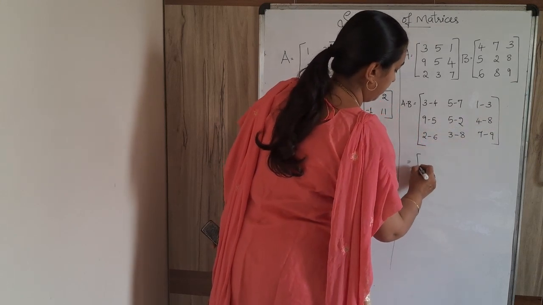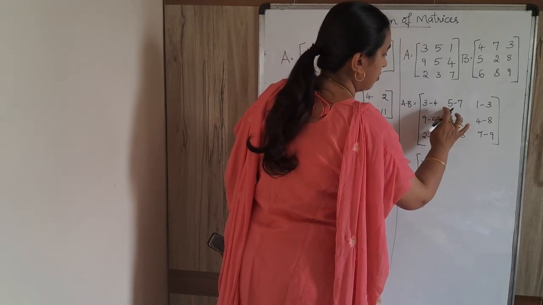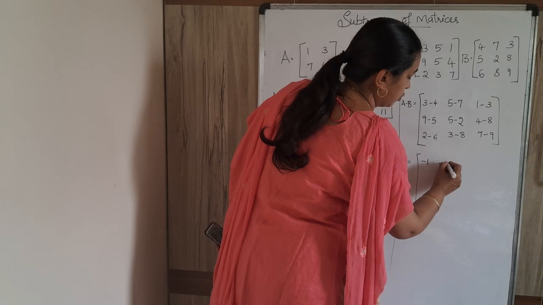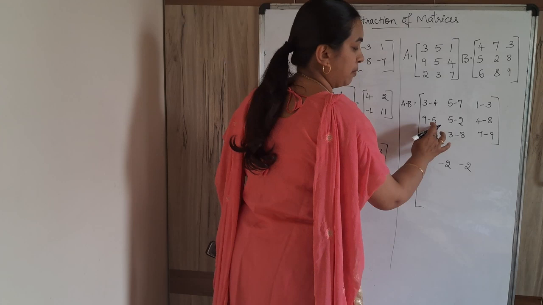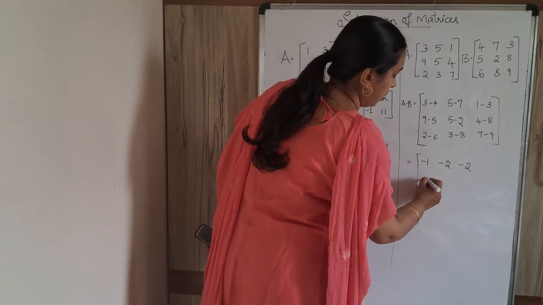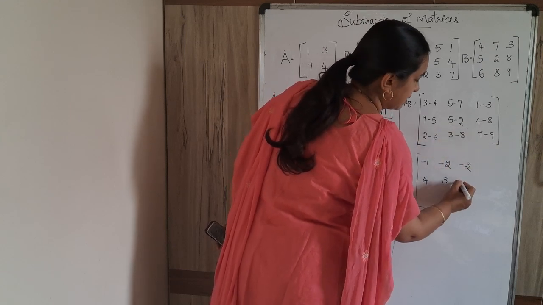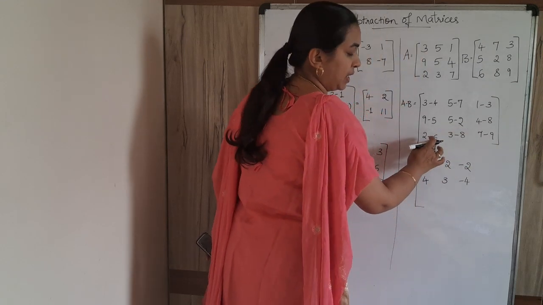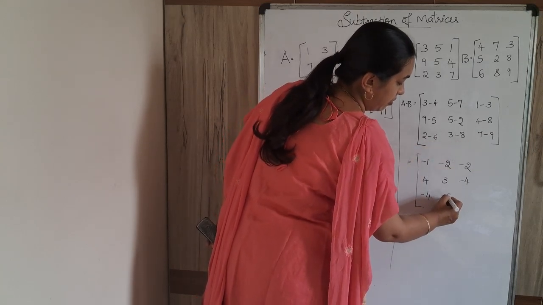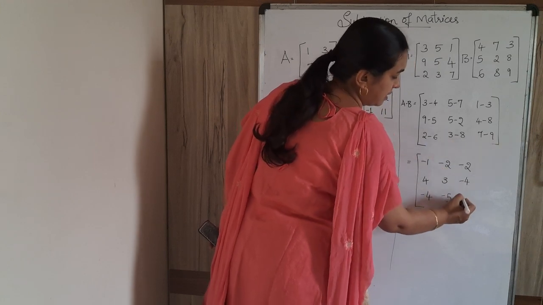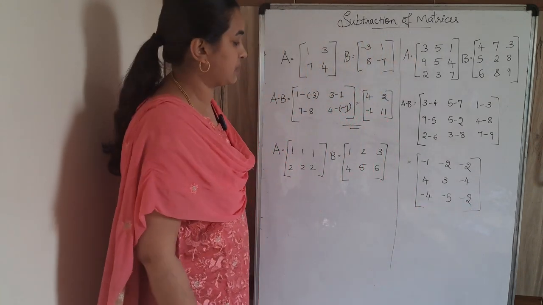So this will be 3 minus 4 is minus 1, 5 minus 7 is minus 2, 1 minus 3 is minus 2 again, 9 minus 5 is 4, 5 minus 2 is 3, 4 minus 8 is minus 4, 2 minus 6 is minus 4, 3 minus 8 is minus 5, and 7 minus 9 is minus 2. So this is your resultant matrix.